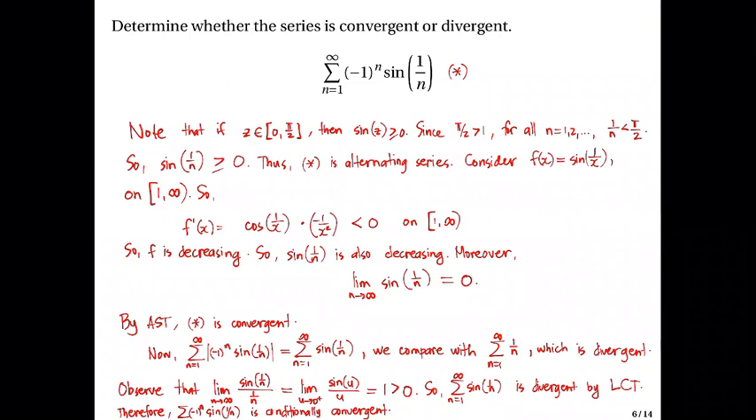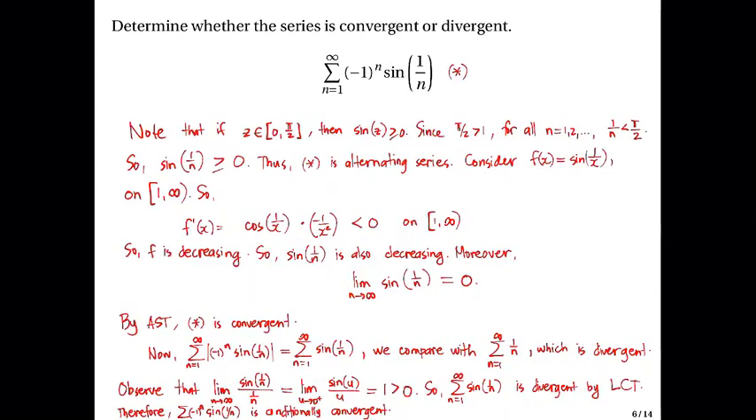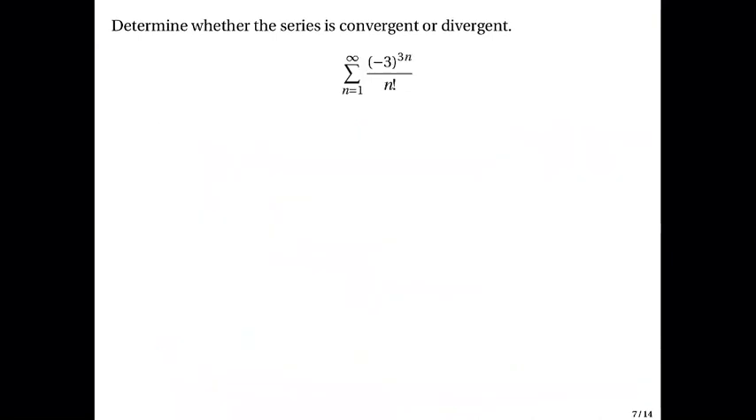Okay? So, in our first example, we have an absolutely convergent series here. And here we have the conditionally convergent series. Let's consider the next example. Determine whether the series is convergent or divergent. If convergent, determine whether it is absolutely or conditionally convergent.